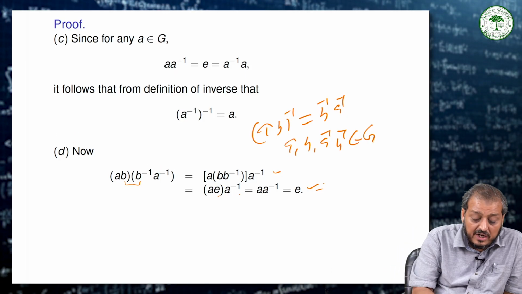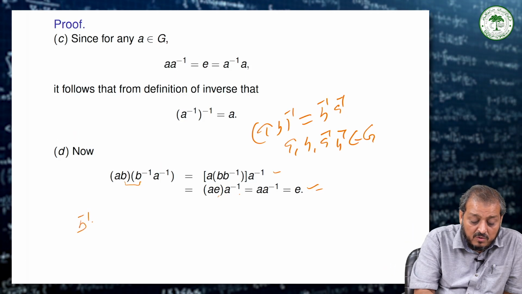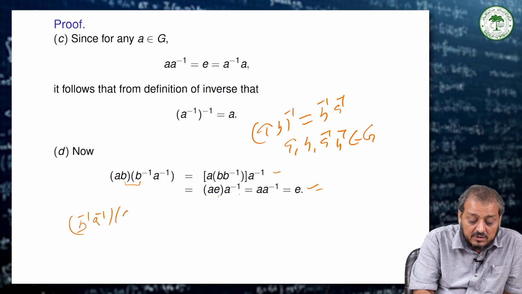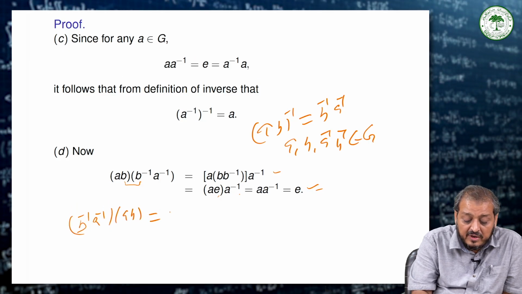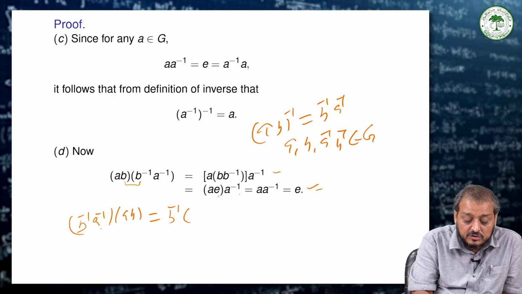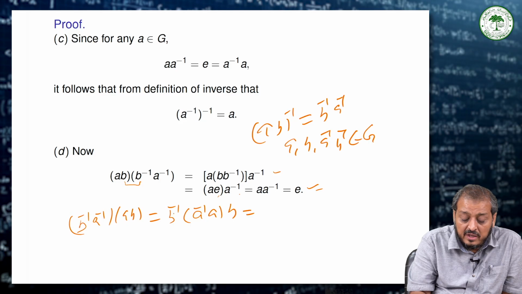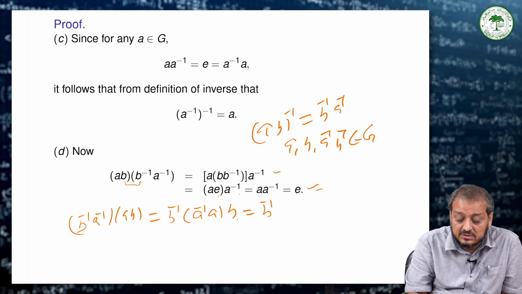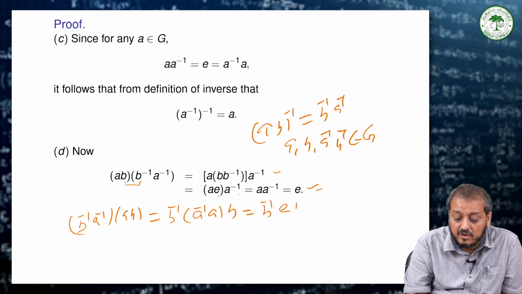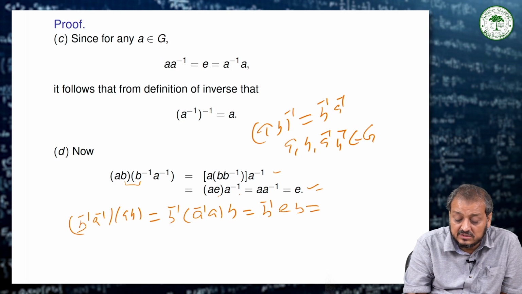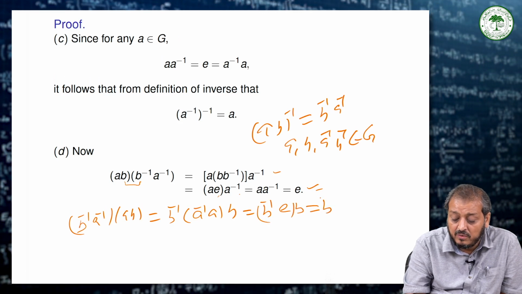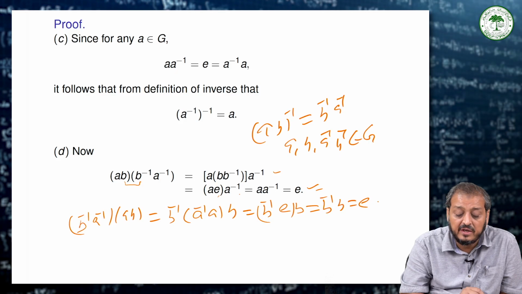Similarly, if we try it the other way, B inverse A inverse AB, we again use the associativity condition: B inverse (A inverse A) B, and A inverse A is the identity element, so this is B inverse identity B, and this is equal to B inverse B, which is equal to the identity element.